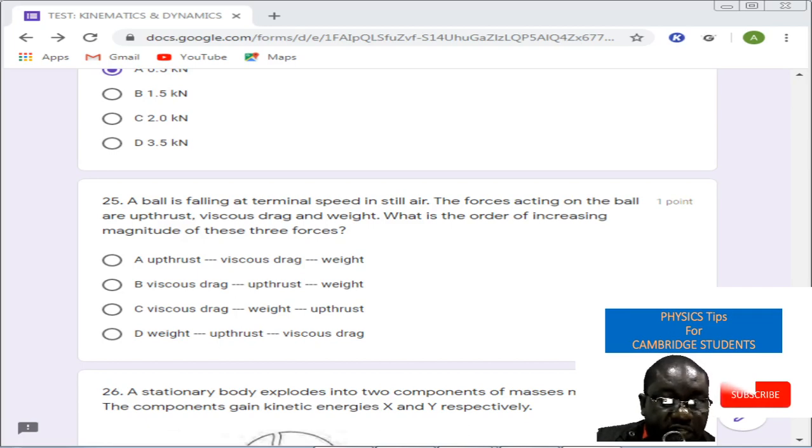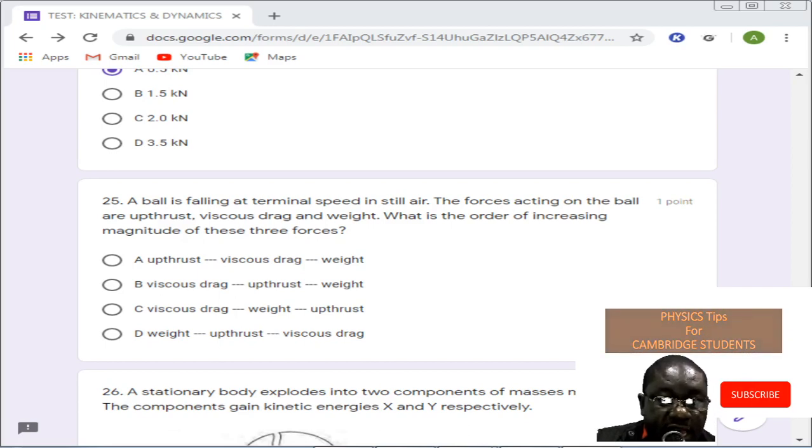Now, since this object is moving at terminal speed, the two upward forces, upthrust and viscous drag, must balance the weight. There's no resultant force. So two of them add up to form the weight, which means the weight must be greater than both of them. And now, determining which one is greater, upthrust or viscous drag. Upthrust should be small. Why?